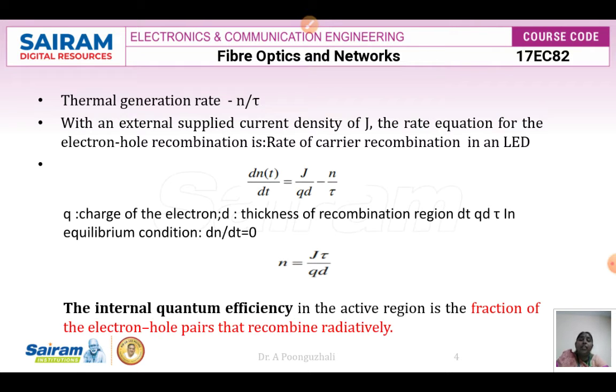So if I make this term 0, my J by QD is equal to N by tau. So what is N? N is equal to J into tau by QD. So we write N is equal to J into tau by QD.